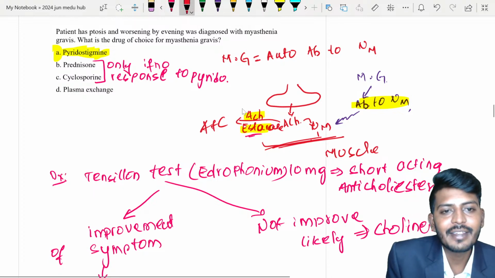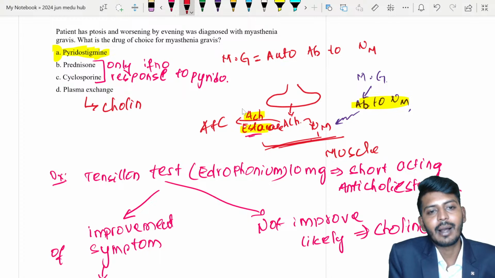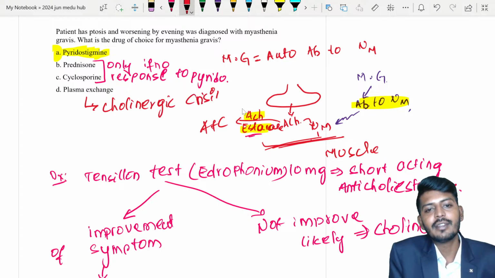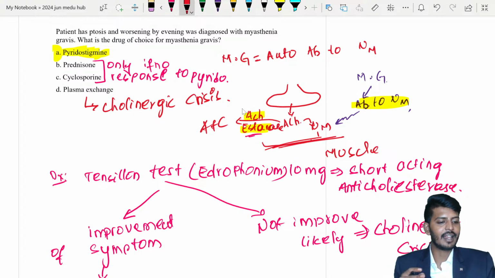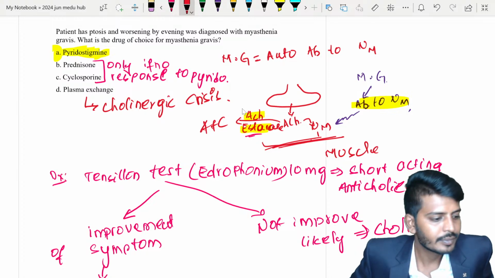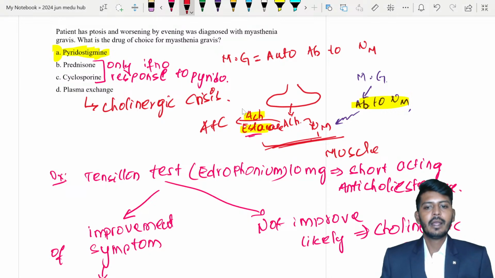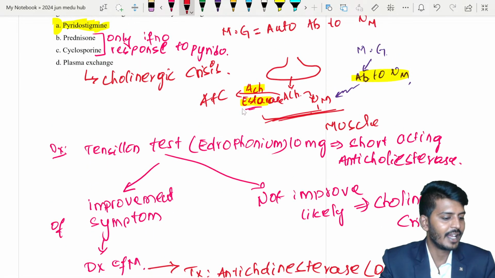And plasma exchange is done only during, what is that? Cholinergic crisis. Kahan pe use karte ho? Cholinergic crisis mein use karte ho. So this is the story of your myasthenia gravis. And isके andar you are definitely going to get one question, so do not get confused. Okay, samajh mein aa gaya? Poora clear? So what is the story of your myasthenia gravis? Yes, saare ke saare important.